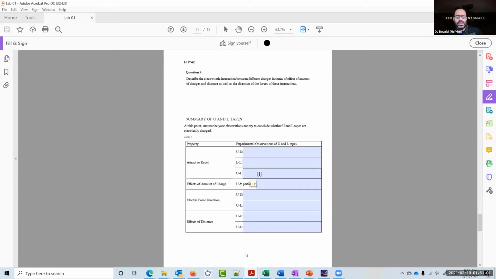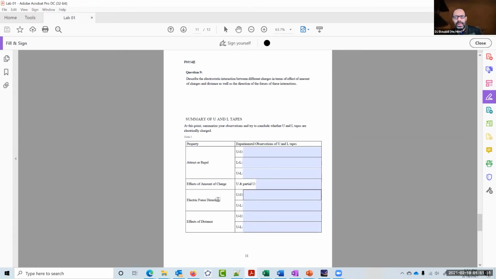Okay? If you're expecting, for example, an attraction, and you don't get an attraction, you say it was repulsive, and you leave it as is, then there is a clear contradiction between the theory and the experiment. I expect you to tell me what went wrong, either with the experiment or maybe the theory needs to be revised. You need to address those issues. Don't leave them hanging. With the one that is partially charged, having had a bit of discharge, versus one that is fully charged, we expect the force to be less.